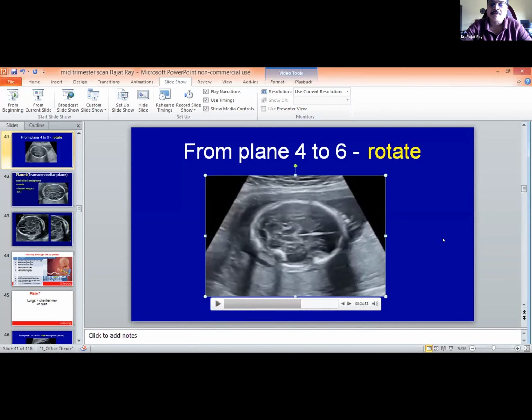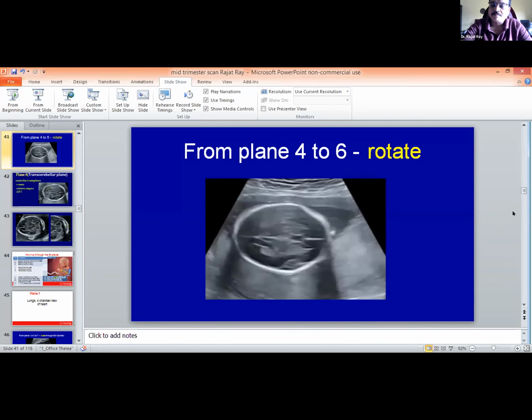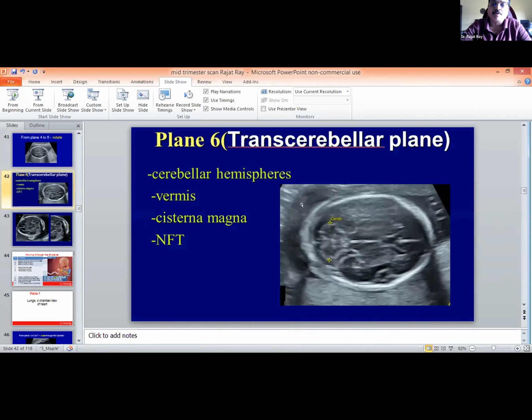So I am getting the transcerebellar plane. In this plane, what you will see? You will see the two cerebellar hemispheres making a dumbbell shaped sign. In the middle, there is an echogenic structure called vermis. Behind the vermis, this space is called cisterna magna.